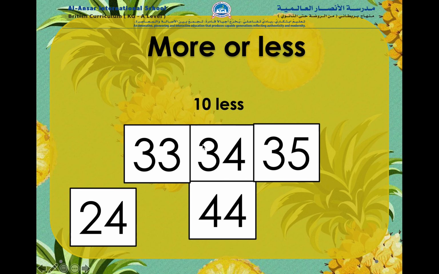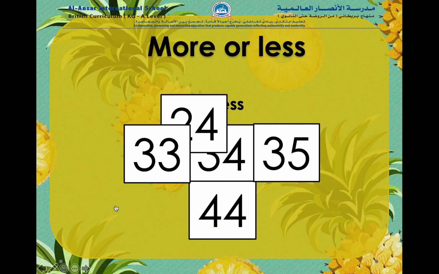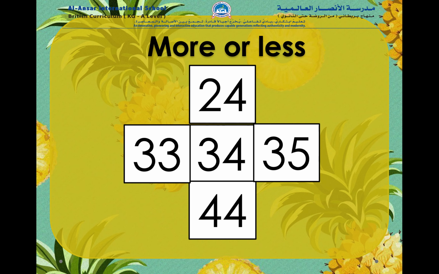Let us look at what is 10 less. Remember, we need to count backwards. So, we're going to go 34, 33, 32, 31, 30, 29, 28, 27, 26, 25, and 24. So we know that the number 24 is 10 less than the number 34.